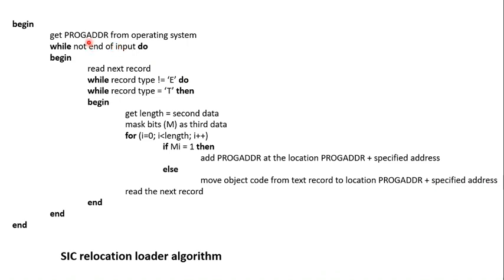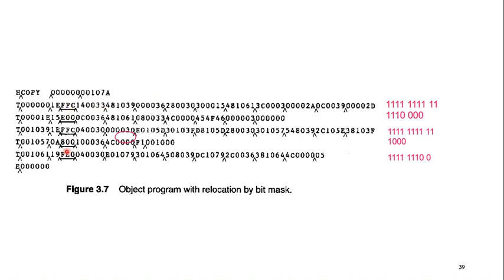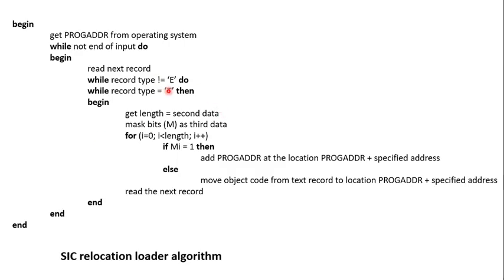So again, as usual, you get the starting address from the operating system, then proceed until you reach the end record. In the text record, if you observe, the assembler has already given a bit mask field, because the set of bits are masked together in the form of a bit mask. For that bit mask, if the bit value is 1, then only there is a necessity of modification. If the bit value is 0, then it doesn't require modification, and you can move that directly to the main memory.